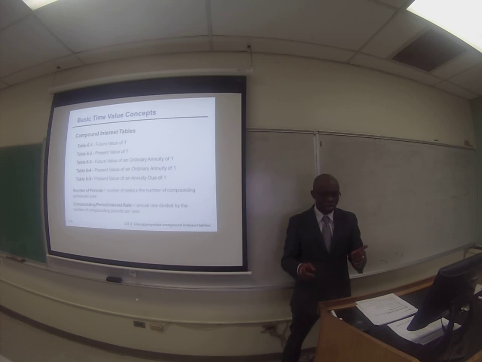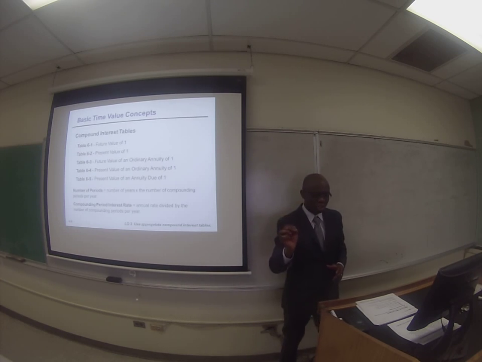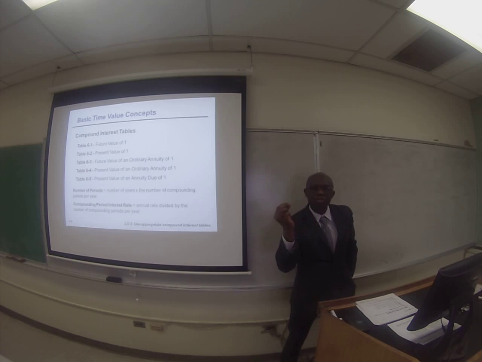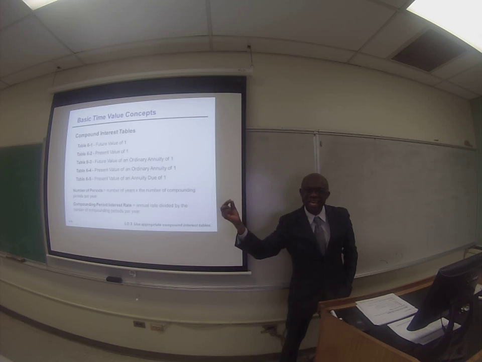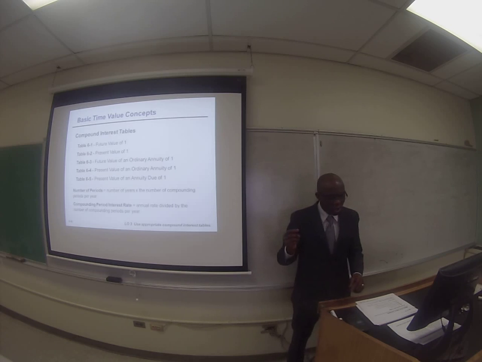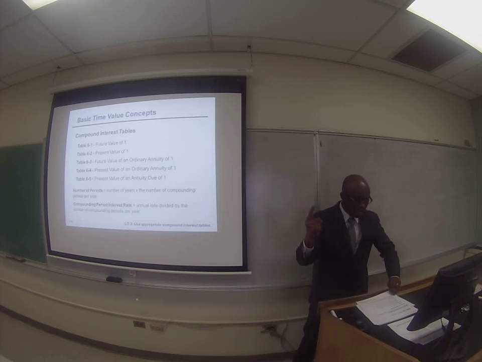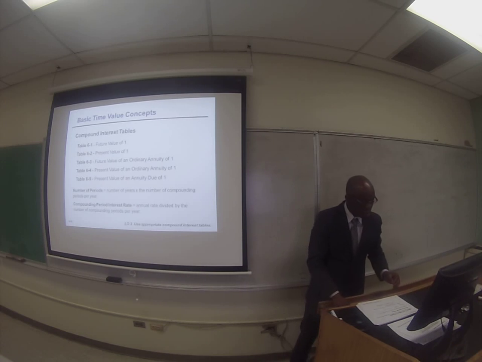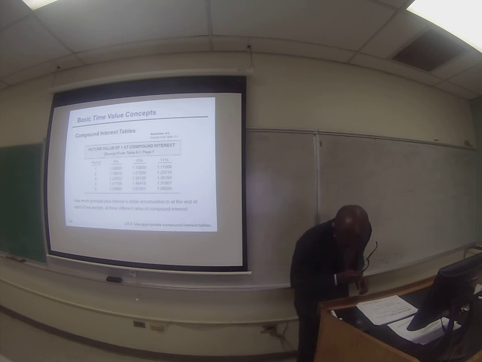Now, the question is, how do we determine the compounding period interest rate? See, if the interest rate is 12%, that 12% automatically means 1 year. Since we are compounding monthly, that 12% has to be divided by 12. So the annual rate is divided by the number of compounding periods. Why 12? Because it is a 1 year deal. So if we do that, we wind up with 1%.